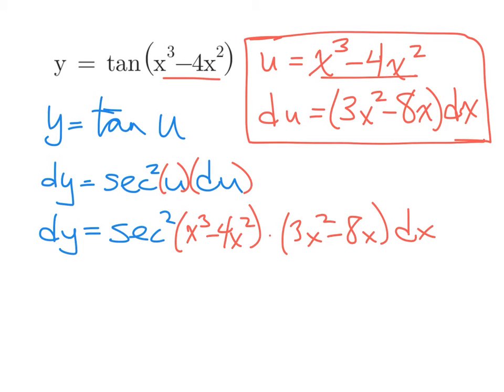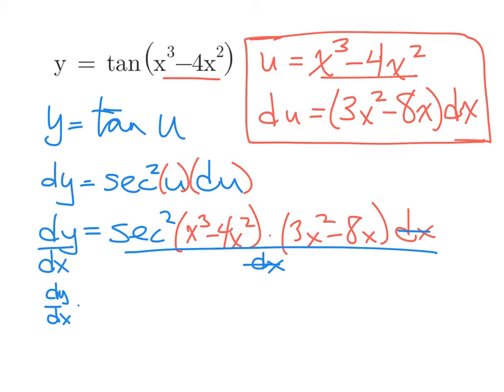Looking at this function's differential first allows us to use an algebra trick in order to find the derivative, because I can divide both sides by the same amount, and that's a legit algebra trick. I'm going to divide both sides, however, by dx, making the dx cancel on the right side. On the left side, obviously, we have dy dx, which is Leibniz notation for the derivative. So what I'm left with is the derivative. That's secant squared times the 3x squared minus 8x.